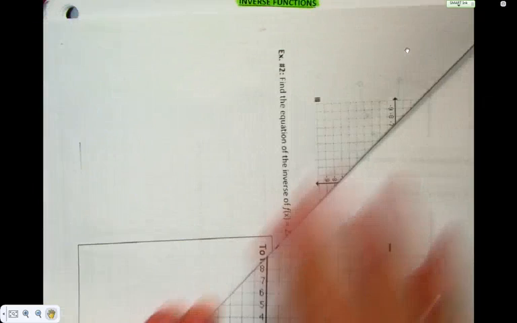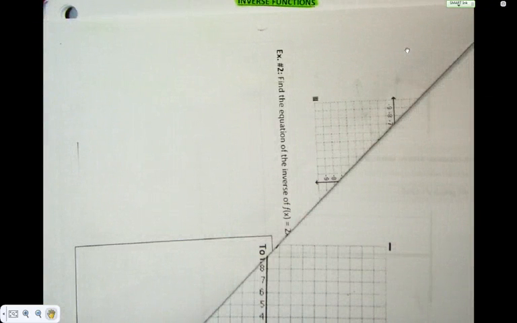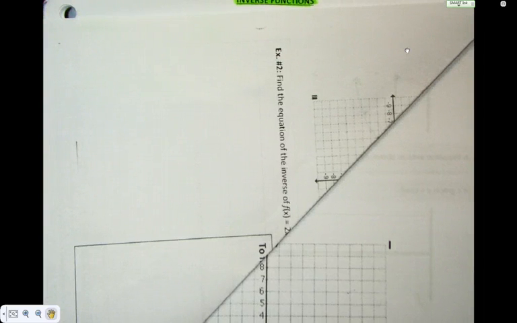Oh my God, did you just fold your notes? Yes, I did. No, do it. Do it. Do it.